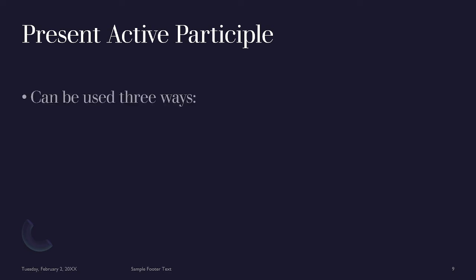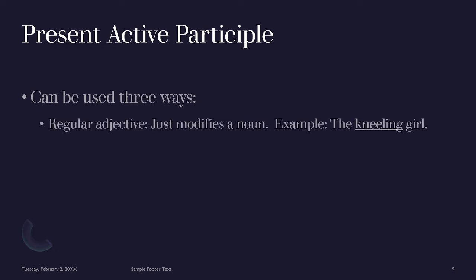Now, the present active participle, unlike the other two, can be used three ways. The first is just as a regular adjective. So this would just be an adjective modifying a noun. There's nothing else extra to it. So an example of that using our verb genuflecto would be the kneeling girl. Kneeling just describes the girl. It doesn't say where she's kneeling or in what way she's kneeling or anything else like that. It's just a kneeling girl.